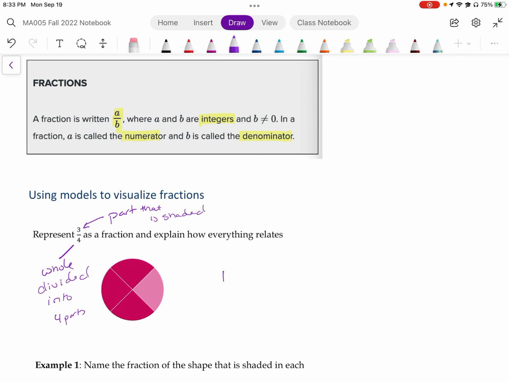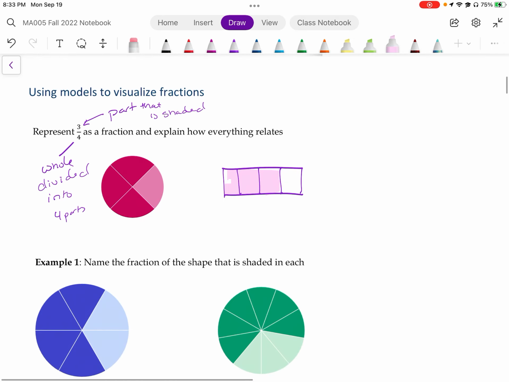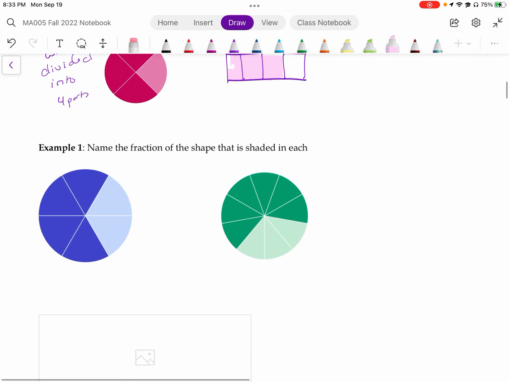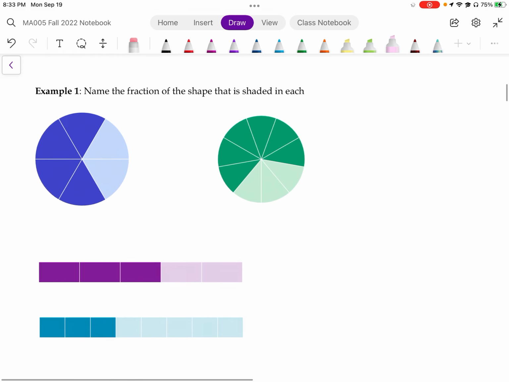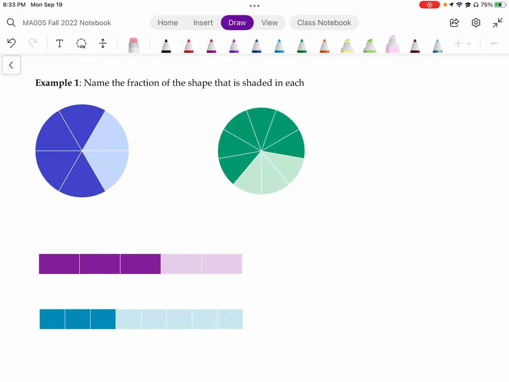All right, you could do this also with a rectangle. You could divide it into 4 equal sections, and then you could color in 3 of them. That represents 3/4. All right, so name the fraction of the shape that is shaded in each of these. So pause the video and give these a try. See if you can figure them out.